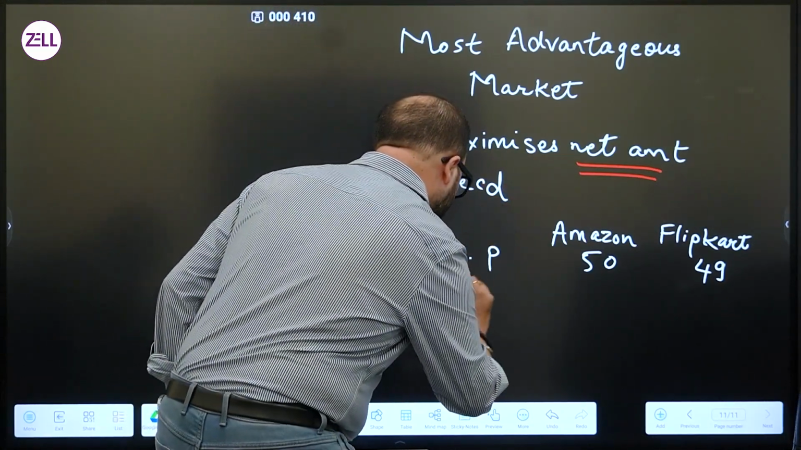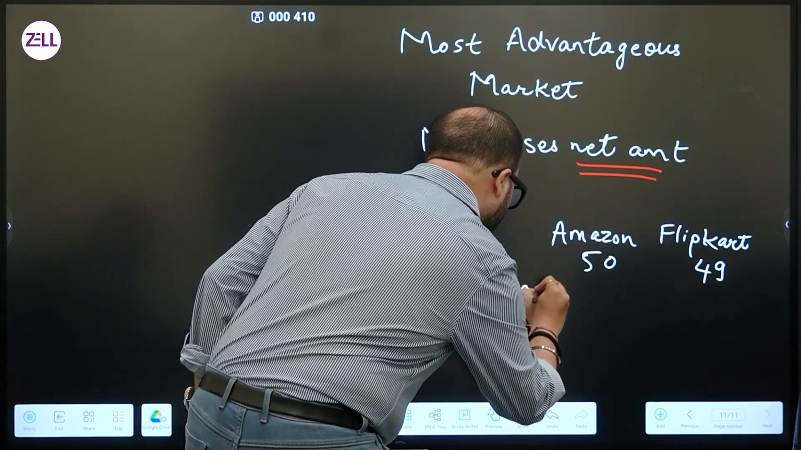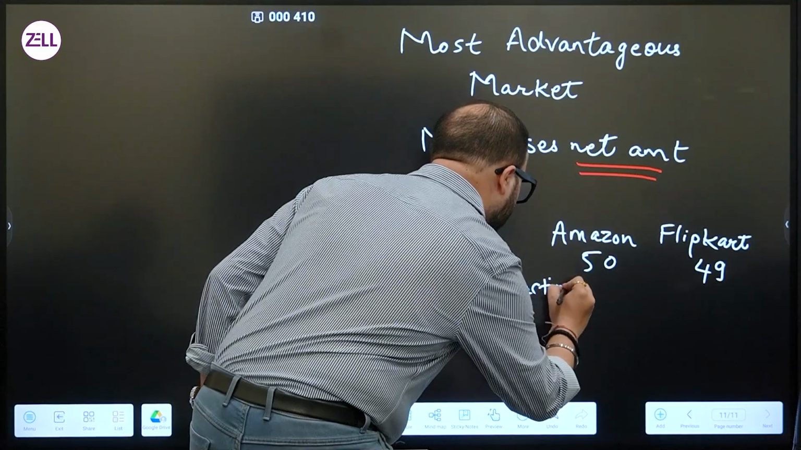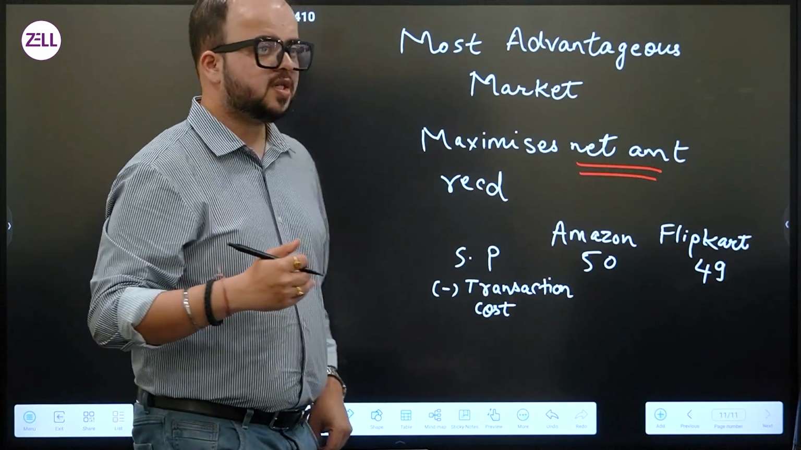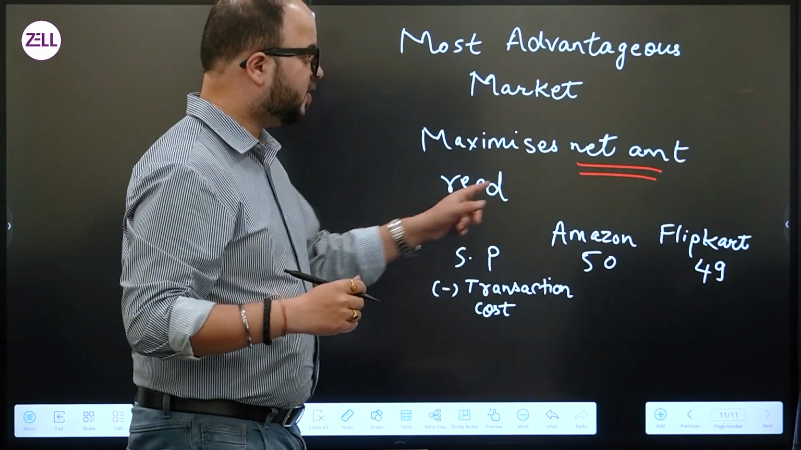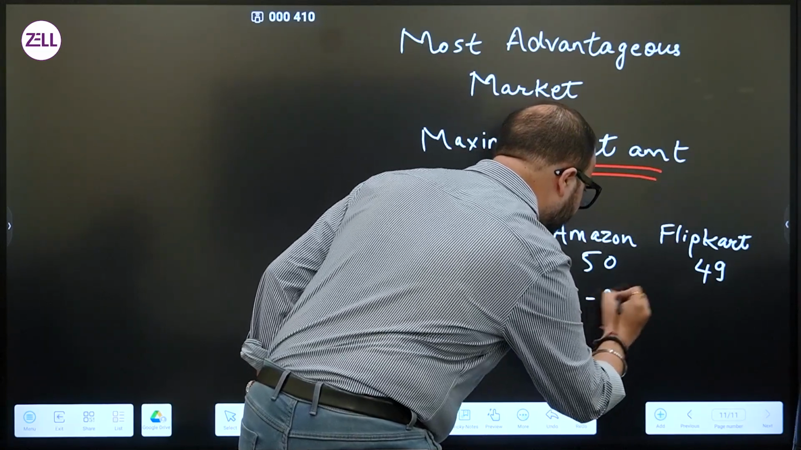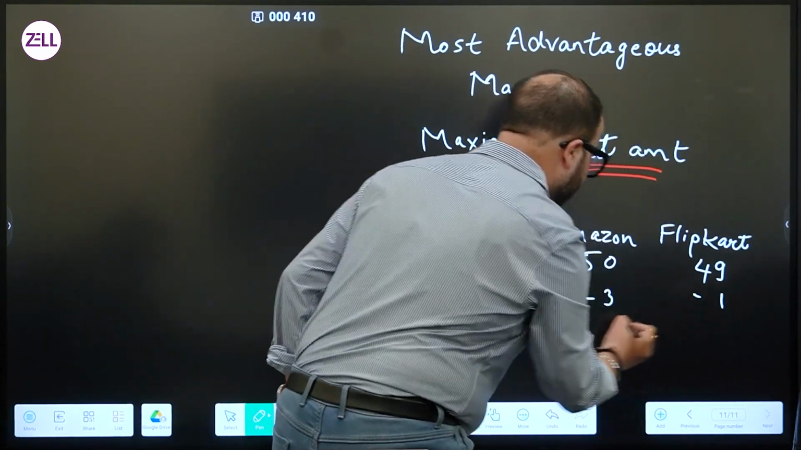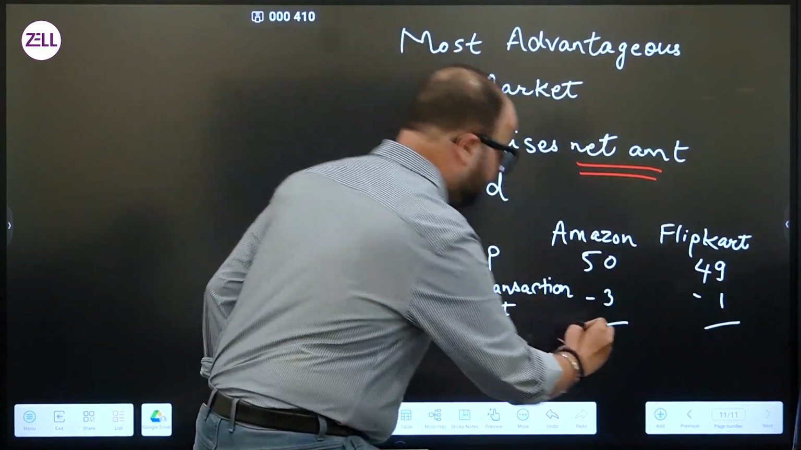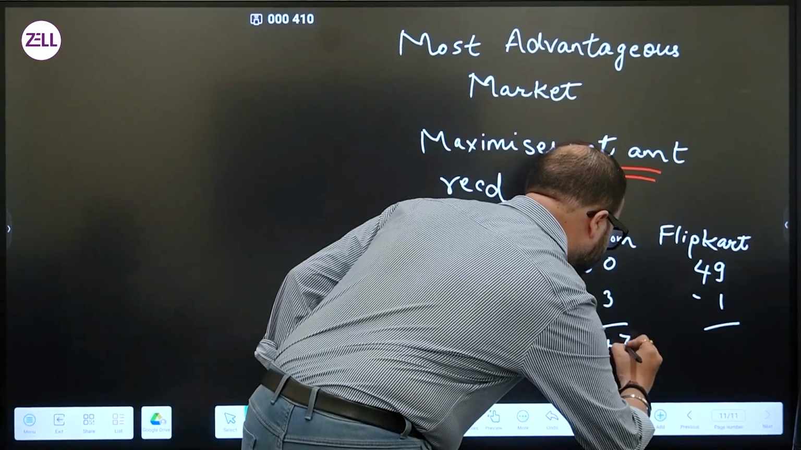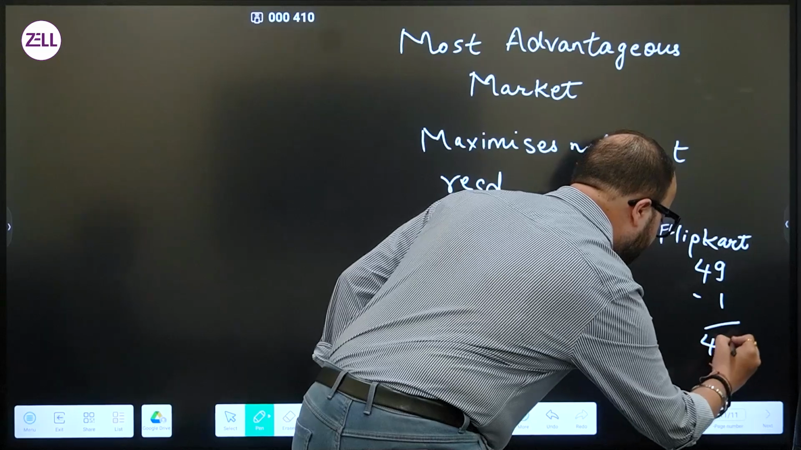So from this I will subtract transaction cost. Maybe these are charges for listing this particular item, or certain additional charges that you have to pay to make the sale of this item possible. Say for example, the transaction cost here is 3 and here it's 1. What is the net amount received? If I sell it on Amazon, the net amount received is 47. If I sell it on Flipkart, the net amount received is 48.